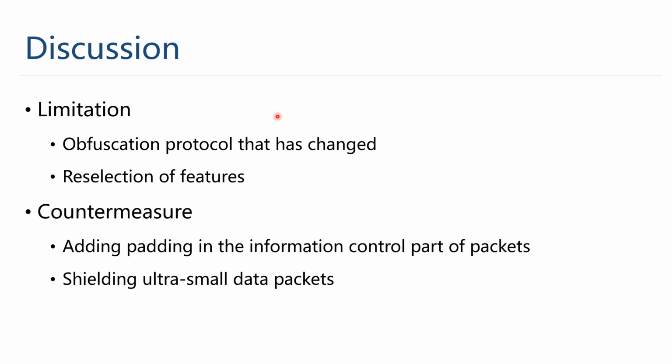And the limitation of our research is also obvious. The toll traffic we used for validation was almost collected around July in 2020. If there are some changes in the obfuscation protocol, we need to reselect the features. Based on the features, the countermeasures can be put forward, such as adding padding in the information control part of the packets, shielding ultra-small data packets.